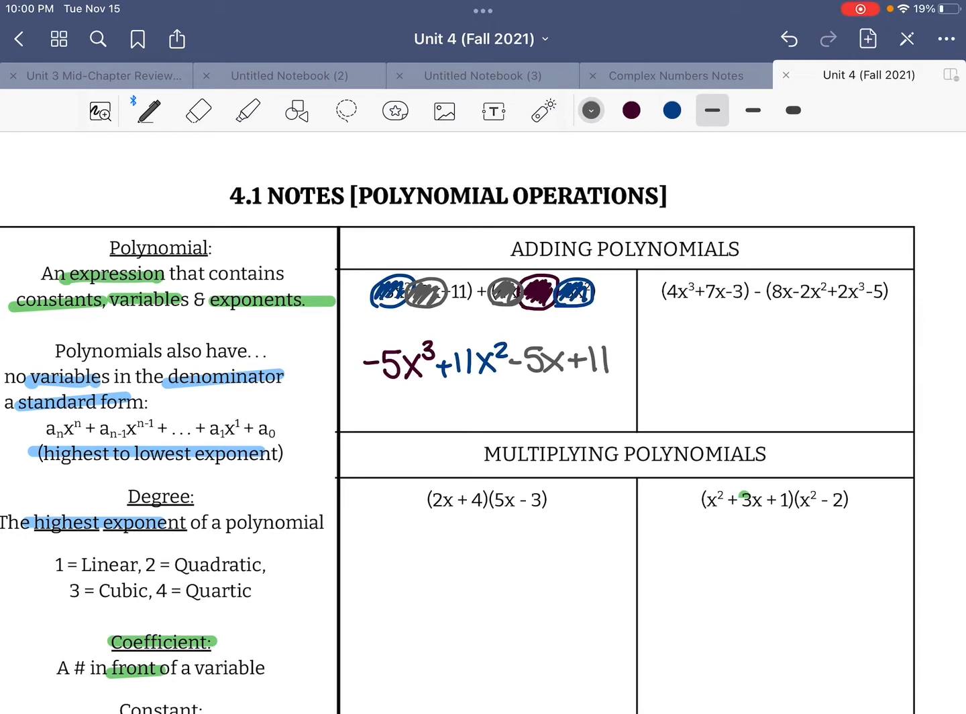Okay, I'm going to do the same thing on the next one, but before I start, I'm going to go ahead and distribute this negative, which just changes the signs of everything.